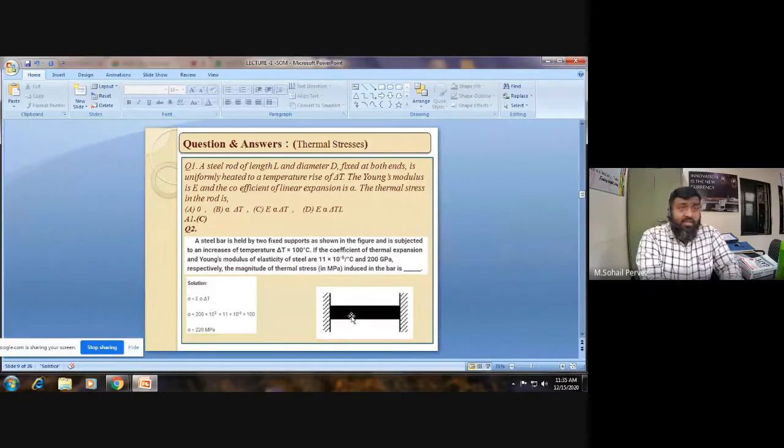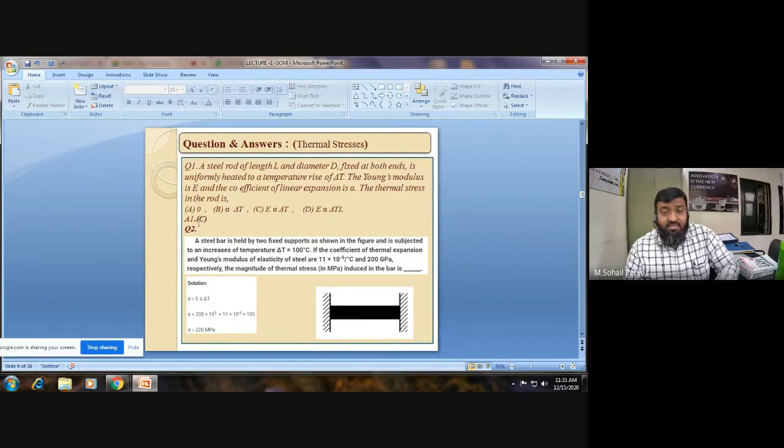Now, these are some questions from your GATE examination from the recent past, 2017, 2016, and I think one question is from 2011, which I have got. You just go through it. A steel rod of length L and diameter D, fixed at both the ends, is uniformly heated to a temperature rise of delta T. The Young's modulus is E and the coefficient of linear expansion is alpha. The thermal stress in the rod is. I have written the answer also, just for making you comfortable in answering the question.